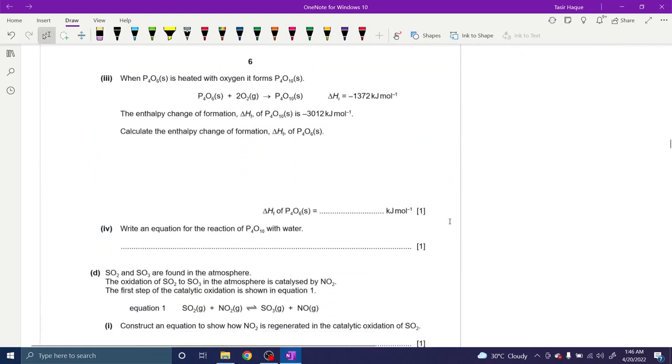When P4O6 is heated with oxygen, it forms P4O10. The enthalpy change of formation of P4O10 is -3012 kilojoules per mole. So let's make a Hess cycle. P4O6 plus 2O2 is equal to P4O10. We know this. This is -1372. Now, for formation, remember, you need the basic elements down below, right? You need the basic elements down below.